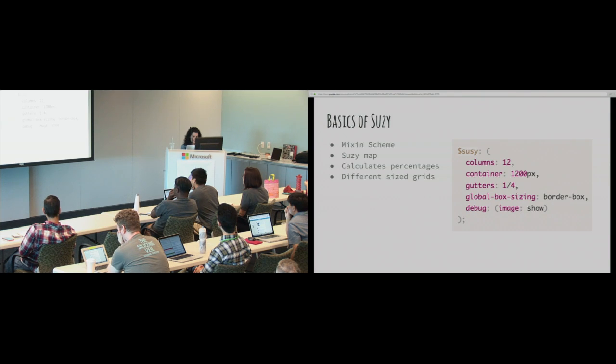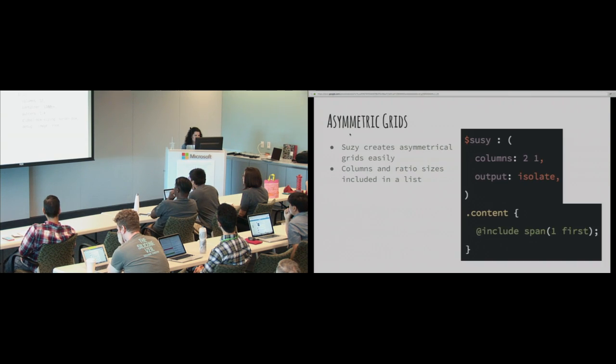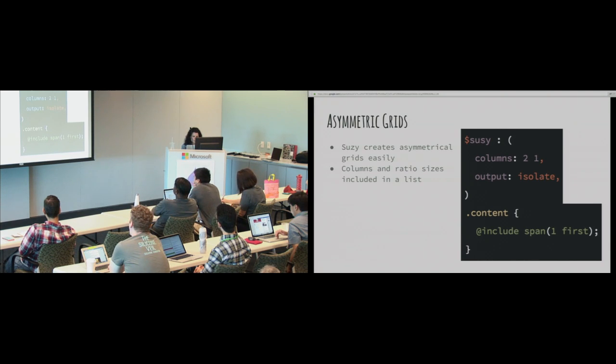So next, talk about asymmetric grids, which, if you remember at the beginning of my presentation, was a key design element in grid design. And Suzy is able to handle these. So asymmetric design, I believe, was first used in Singularity, but I feel like it's more fleshed out in Suzy. Suzy allows you to create grids easily with different columns and different sizes.